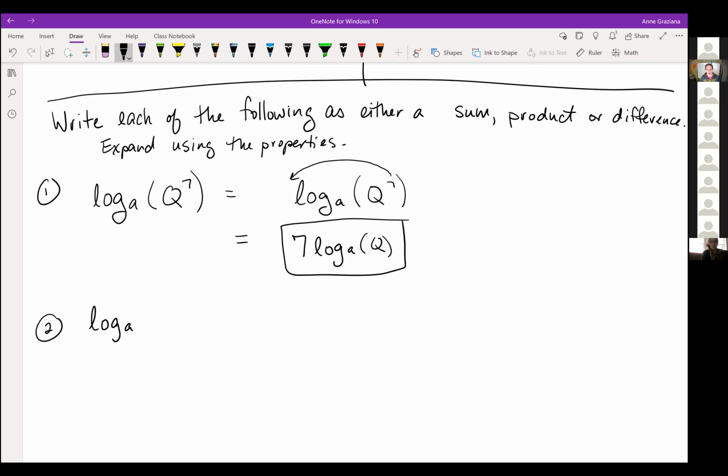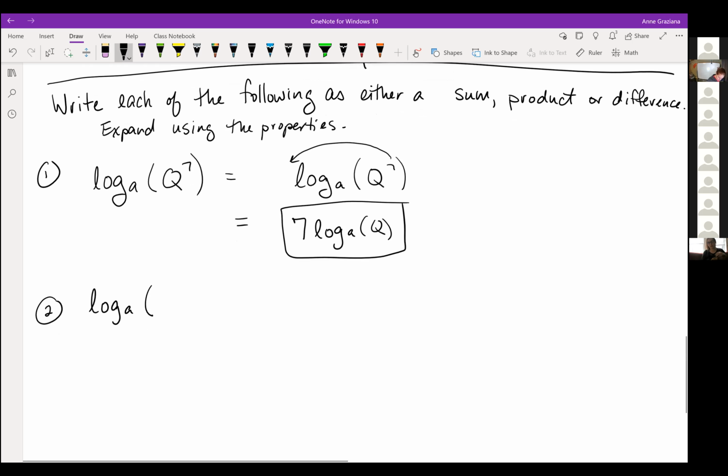Now let's do one where you combine properties. Let's do one like this: log base A of P squared times Q. I can't parachute that square because it's not on P and Q. Notice this is different from this one, which is P squared, Q squared.